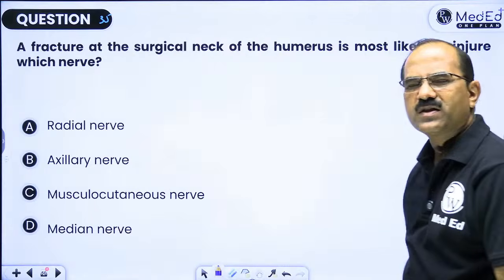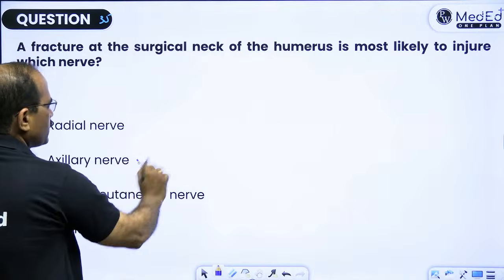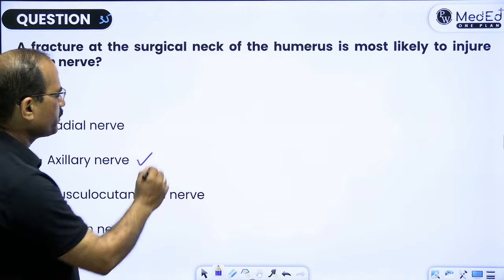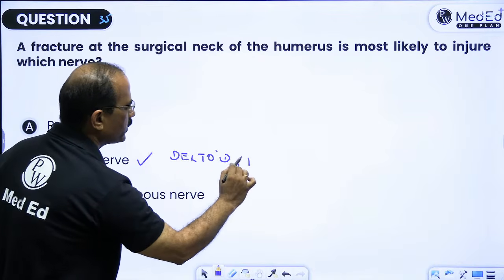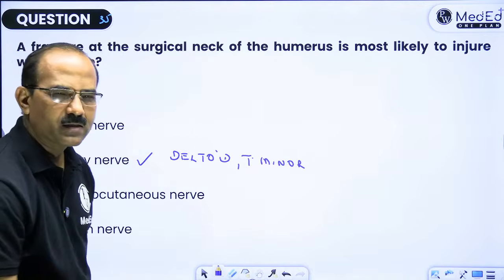Yes, fracture of the surgical neck. Which is the nerve which winds around the surgical neck of the humerus? Answer is axillary nerve. And what does the axillary nerve supply? Axillary nerve supplies deltoid. Second, teres minor. So axillary nerve supplies the deltoid and teres minor.